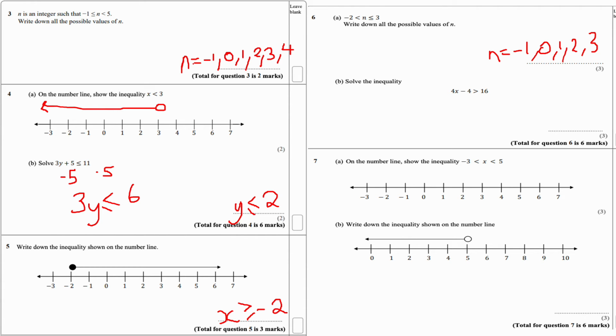Part B, solve this inequality. So 4x minus 4 is greater than 16. Adding 4 to both sides, I get 4x is greater than 20. Dividing both sides by 4, I get that x is greater than 5.